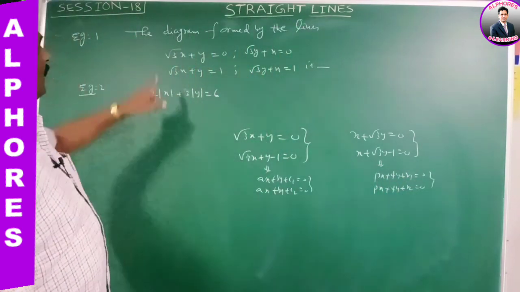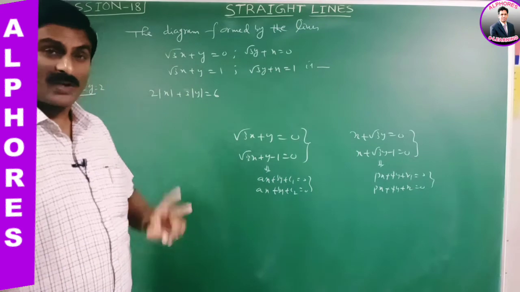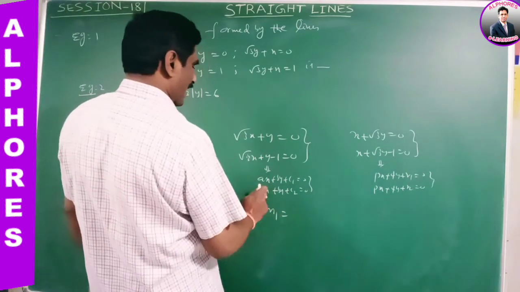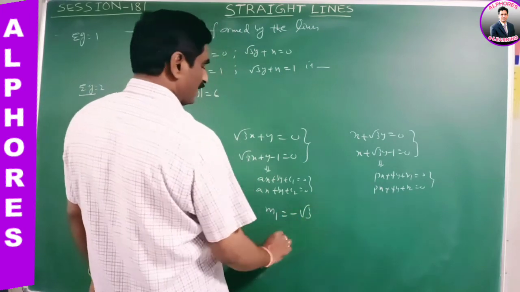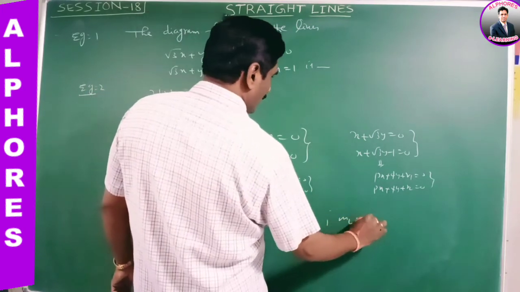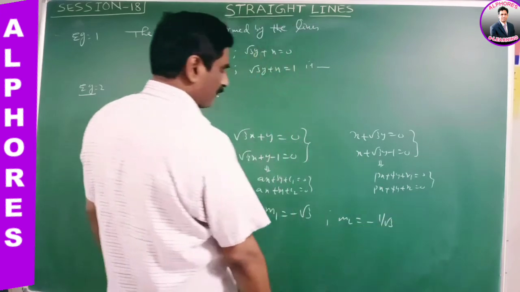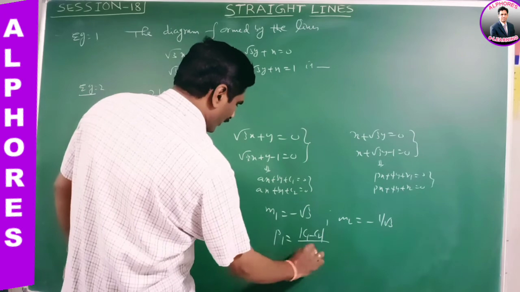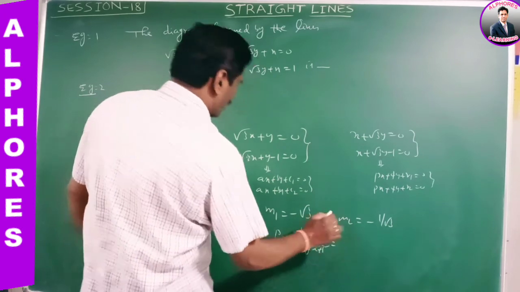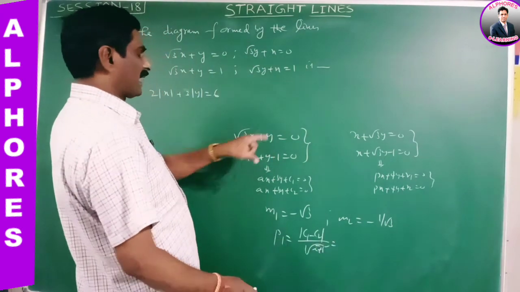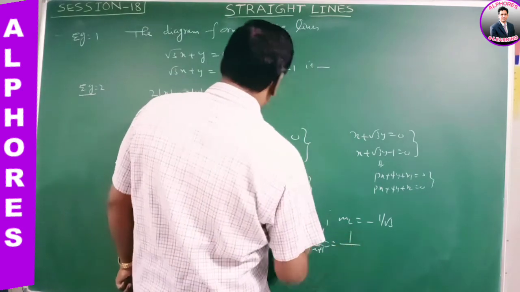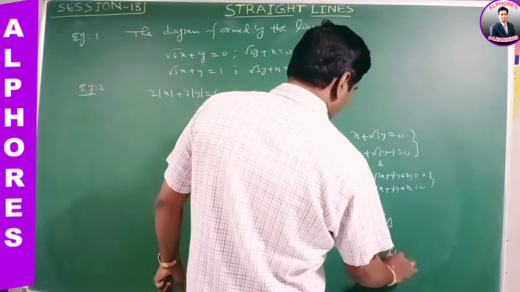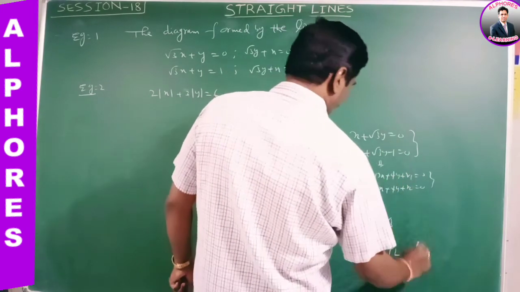Okay, here the diagram formed by the lines means first we find m1, m2, p1, p2. Here what is the m1? m1 is nothing but minus a by b, that means minus root 3. Next, what is the m2? m2 is equal to minus 1 by root 3. Okay. And p1 is equal to mod c1 minus c2 by root over a square plus b square. What is the value of mod c1 minus c2? Minus 1 minus 0 means 1 by root 4, root 3 squared plus 1 means 1 by 2. Next, similarly, what is the value of p2? p2 is equal to mod c1 minus c2 means 1 by 2.